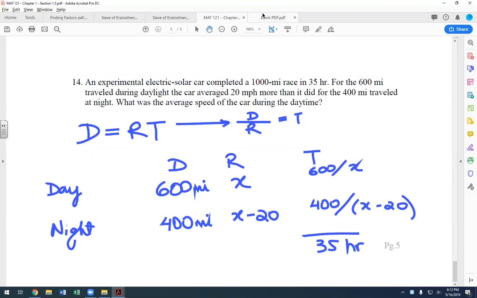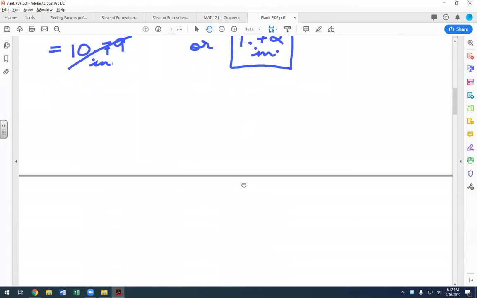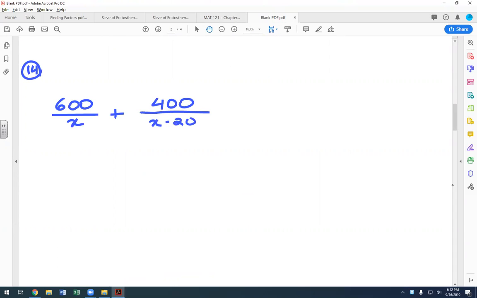And let me actually go back here. So we've got 600 over X for how many hours we'll be driving in the daytime. We're going to add that with the nighttime hours, which comes out to be 400 over X minus 20. And we know together the total journey took 35 hours. So that's where our initial setup is actually going to come from.